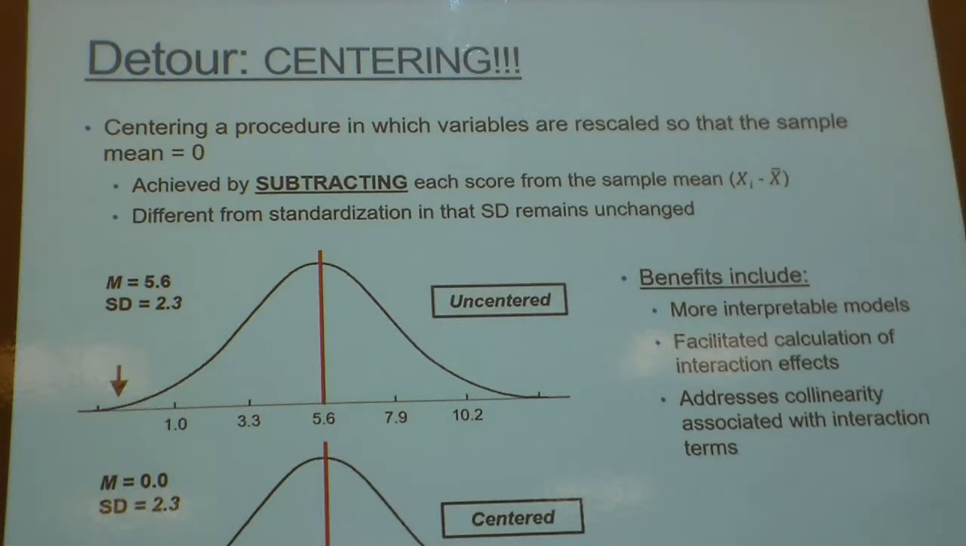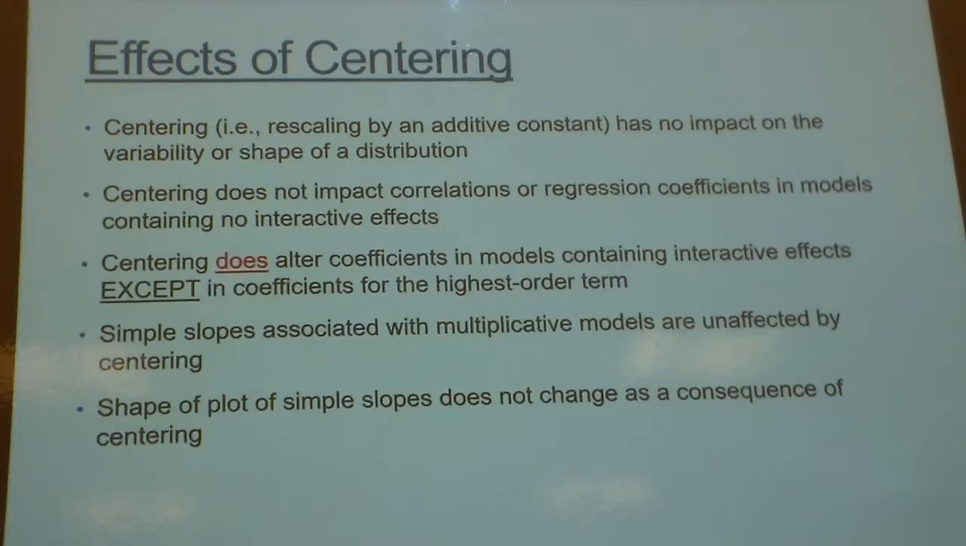Questions on centering or what that looks like, why we would do it? So what happens when we center variables? Nothing bad happens. If we rescale by an additive constant, we're just subtracting the mean from every score in the distribution. No impact on the shape or variability of the distribution. It looks exactly the same. Your histograms are going to be exactly the same. It's just the center value is going to be 0.